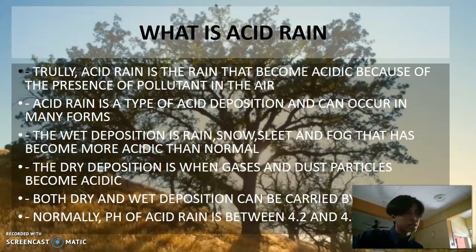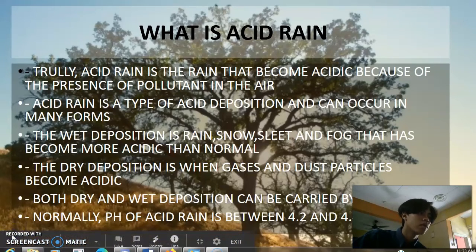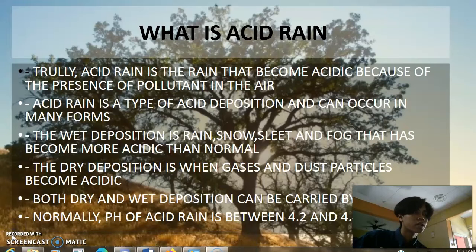This acid deposition will fall on things such as buildings and cars, and can bring many disadvantages to all living things. Normally, the pH of acid rain is between 4.2 and 4.4.